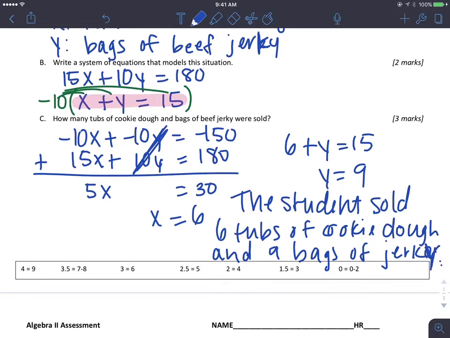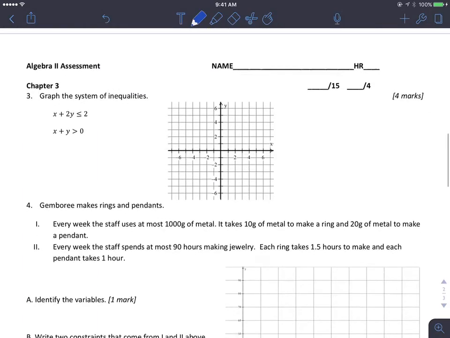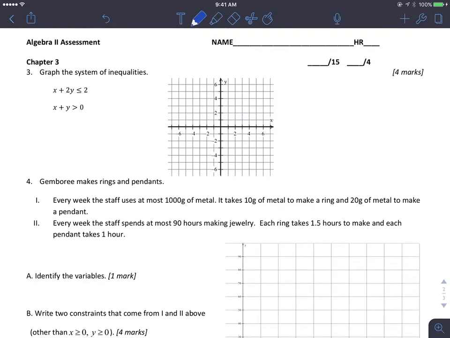Okay. All right, there's the first page. So moving on to the next page, graph the system of inequalities. Here we're going to graph our 2 lines and do the shading. Both of these are actually going to work pretty well for the cover-up method. So that's what I'm going to use. That's what I tend to use.